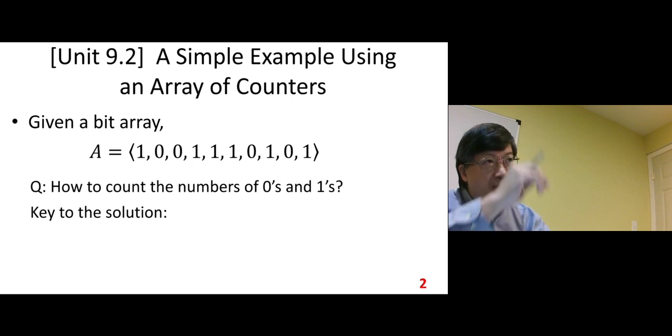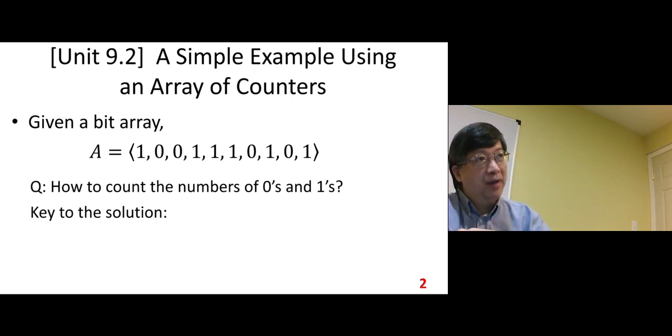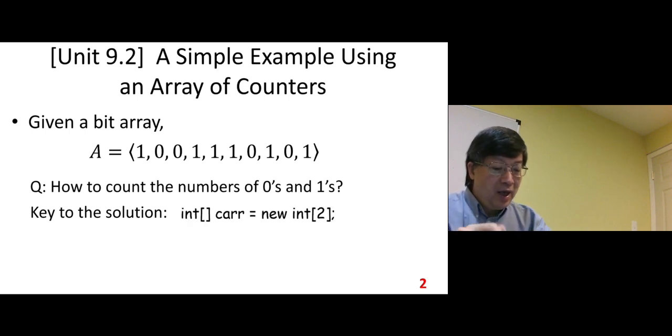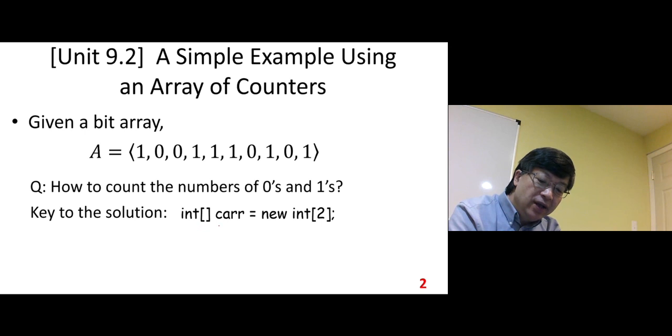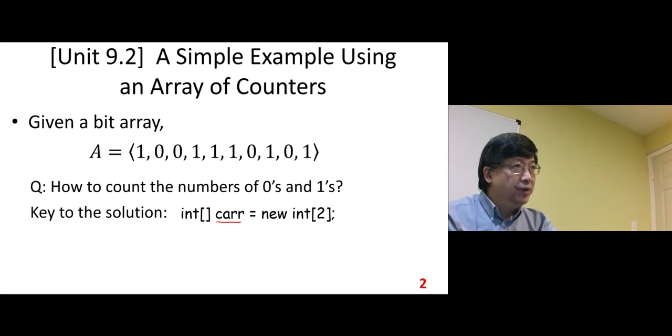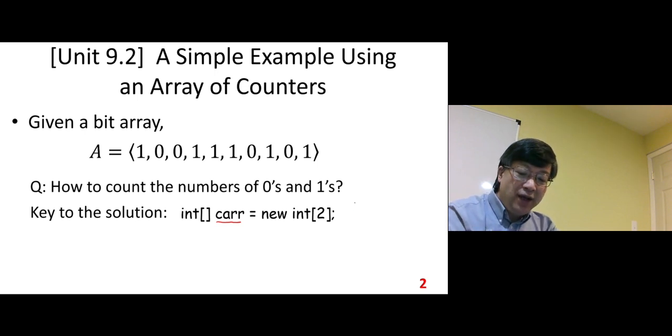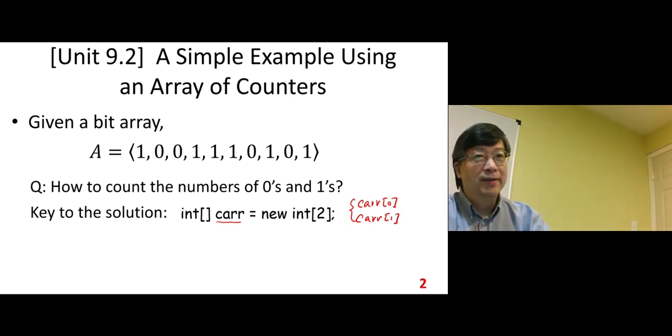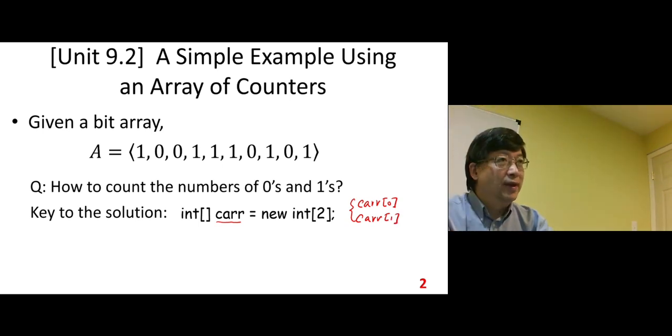Here, we want to use a counter to count. Use a counter, some special array of counters. We define an integer array, CARR, integer array, new integer value, right? Array size is 2. So only 2 elements, CARR of 0 and CARR of 1. So simple, right?